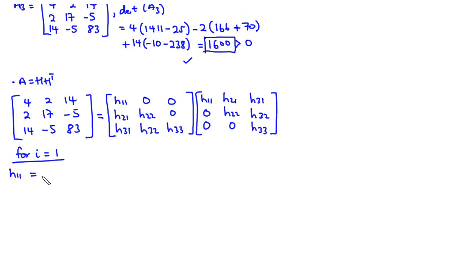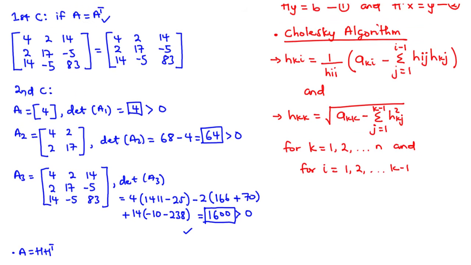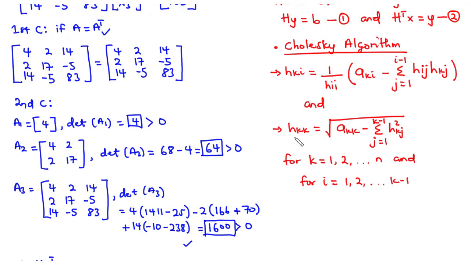This simply means that we want to find the element of row 1, column 1. So we come to the Cholesky algorithm. We are going to use H11. So that is simply equal to the square root of A11 minus the summation of this formula from j equals 1 to k minus 1. Don't forget that we have k to be 1.